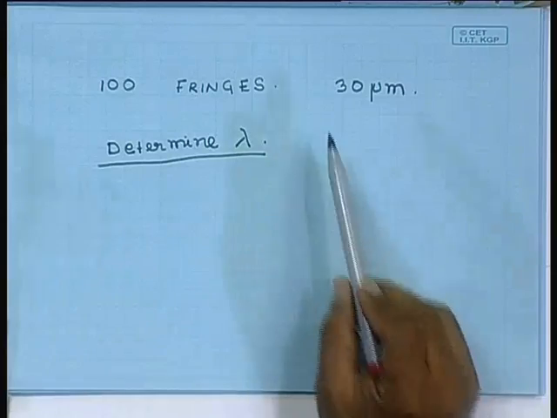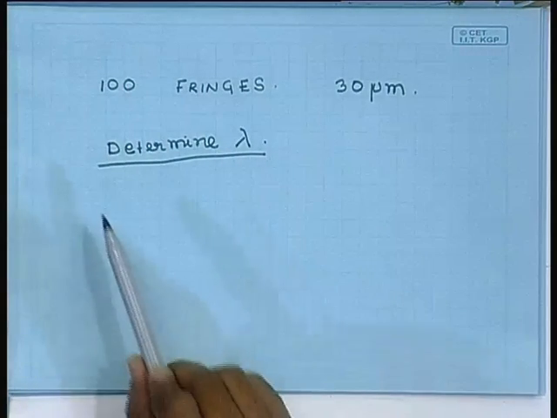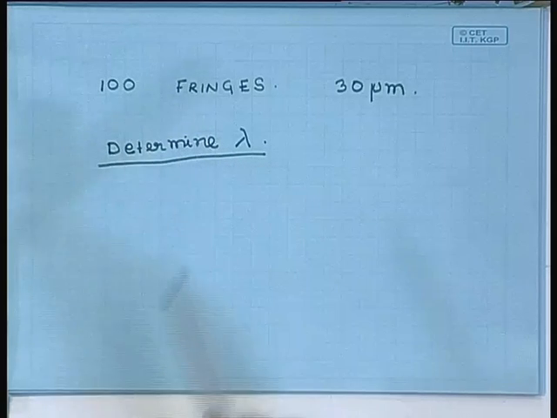The Michelson interferometer has been adjusted so that there is a dark fringe at the center. We now move one of the mirrors further and further out, so that you get 100 new fringes appearing at the center. As you move one of the mirrors, you get newer and newer fringes at the center. You keep on moving it till you get 100 new fringes at the center. And it is found that in a particular situation, the mirror has to be moved by 30 micrometers so that you get 100 new fringes at the center. The question is, determine the value of the wavelength of the light.